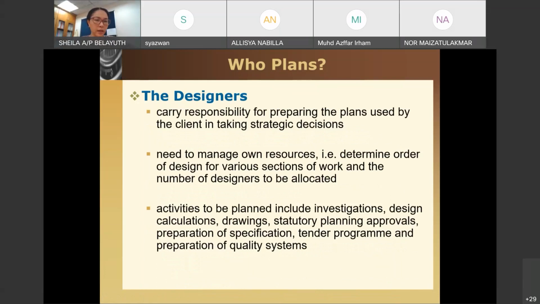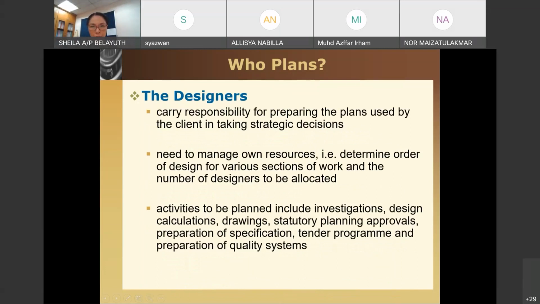Okay, so for the designers, the planning will be pretty short. The designers carry out their responsibility to prepare the plans used by the client in taking strategic decisions. So the idea is basically for the designers to manage their own resources. They need to allocate who will be doing which design.